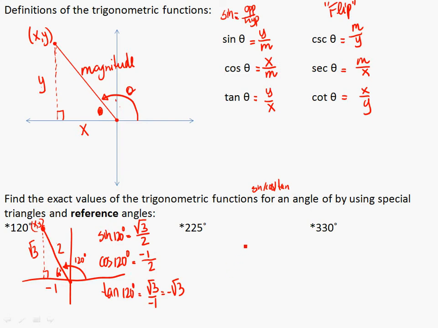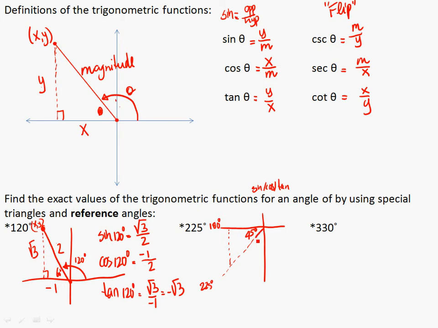Alright. Let's do one more. And then I'm going to go back and talk about magnitude here in just a little bit. So 225 would be where? It's past 180, right? This is 180. How much past 180 am I for 225? 45. So if that's 225, then this angle here must be 45, right?